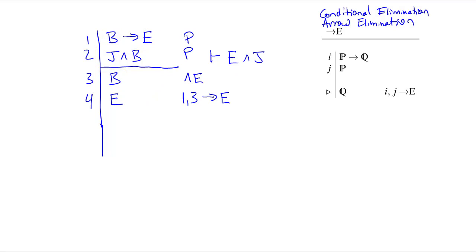Now, to get that ultimate goal, all we need to do is get the J by itself and join it with the E that we already have from conditional elimination. And we'll do that quickly, because that J can come right out of line 2 by and elimination. And then we can put lines 4 and 5 together with a conjunction introduction or wedge introduction, and we've reached our goal.